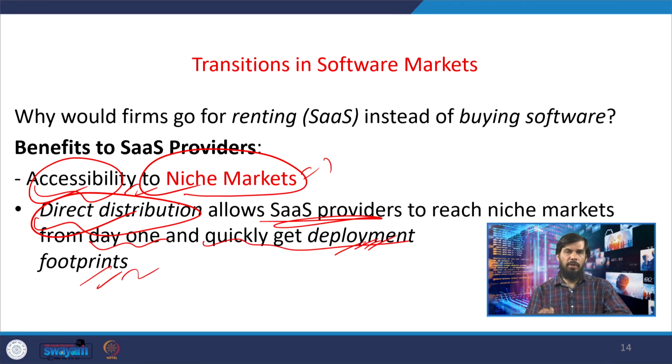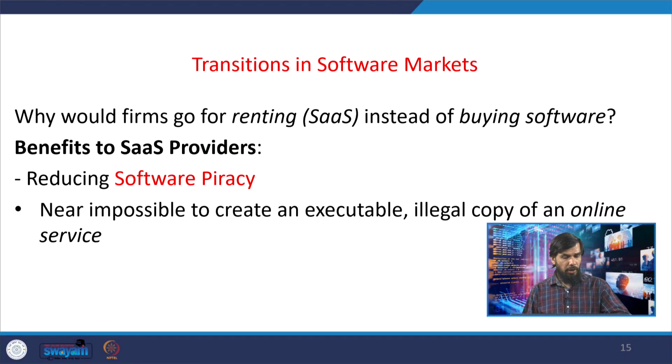We have earlier talked about different revenue models for SaaS, and freemium is also there. Free version users can quickly start using, and therefore the footprint will start moving from day one. So niche markets can be served and approached better by a SaaS provider than in the case of packaged software and traditional software companies. So what is the other benefit?